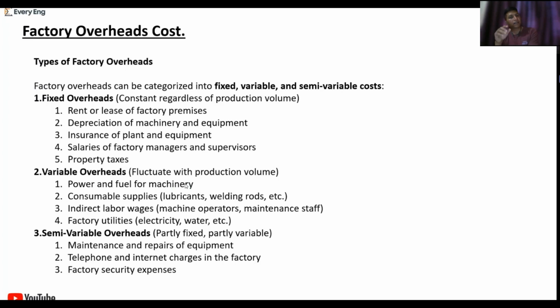This is our other-than-machinery cost, like AC cost. Our system is also consuming light, so this cost is other than the machine. Extra, all this power and consumables come under factory cost.